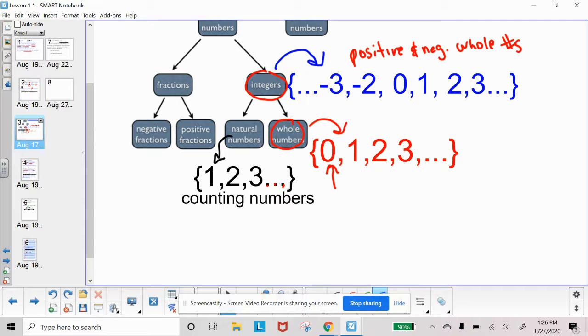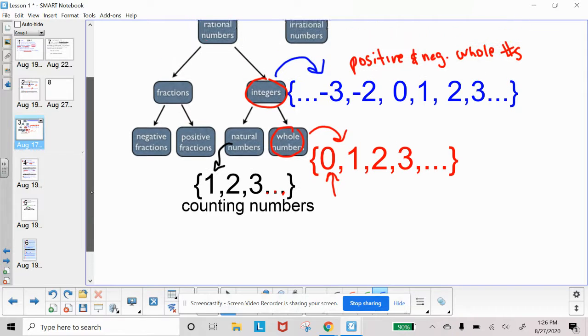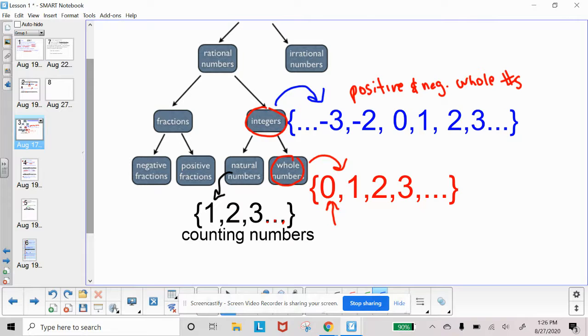So counting numbers, 1, 2, 3. Whole numbers include the 0, 0, 1, 2, 3. And integers would be negative 3, negative 2, 0, 1, 2, 3, etc. in both directions. So negative 10 would be an integer, 18 would be a counting number, and a whole number, and an integer. So pause and make sure you have defined integers, whole numbers, and counting numbers.